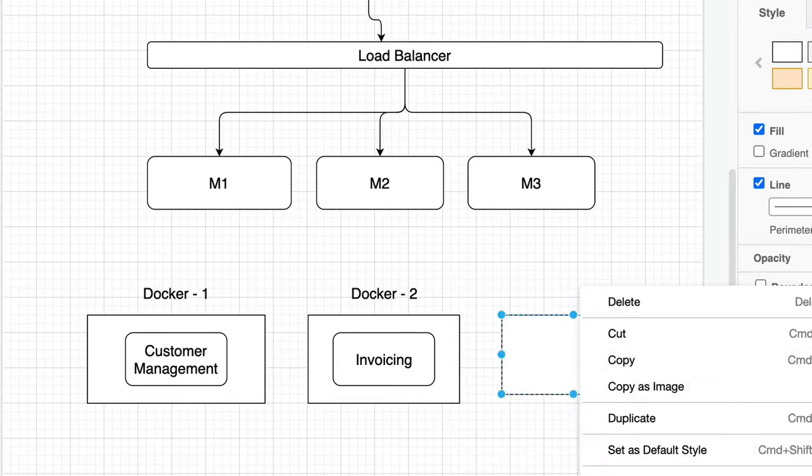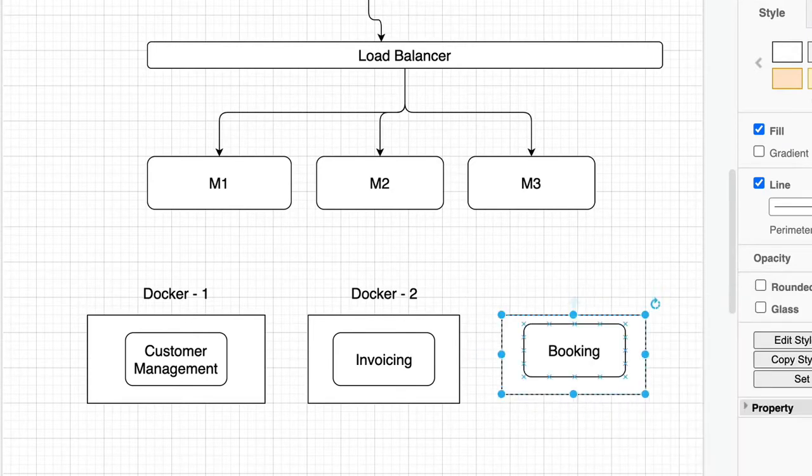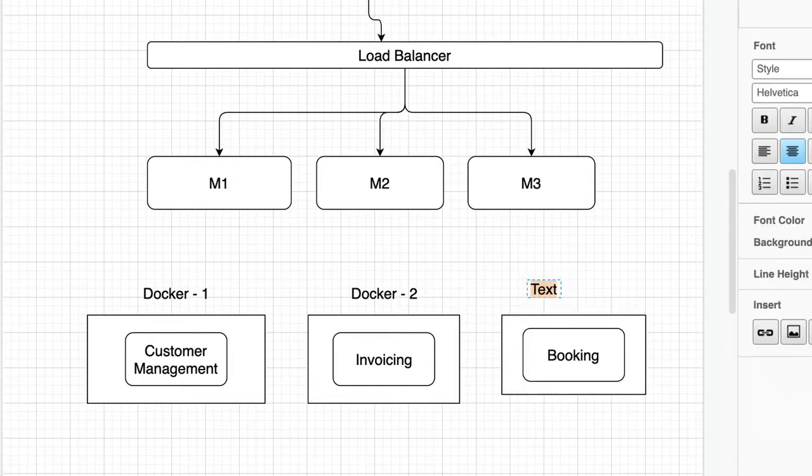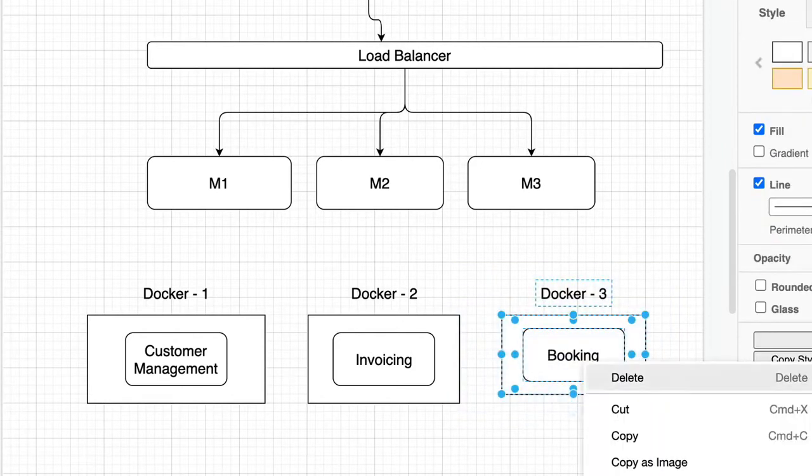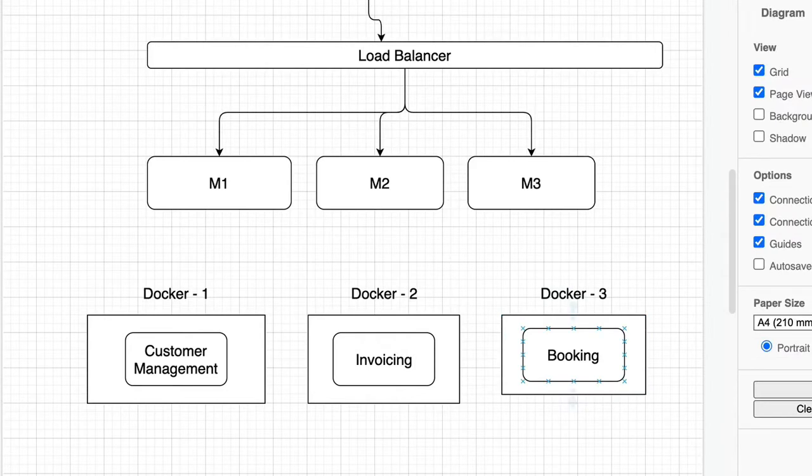Okay, let me first complete this, send this to back, and then I've got my booking service out here, and then I would say this is my Docker container 3. Okay, and I will group this up. Okay, right, so this booking is running.